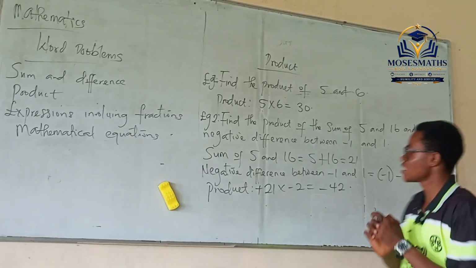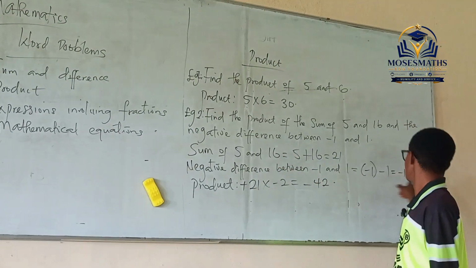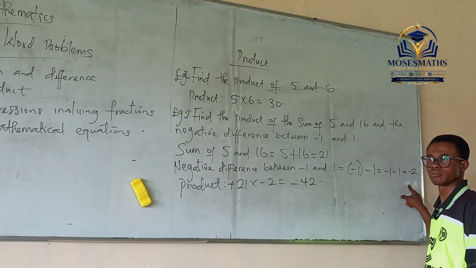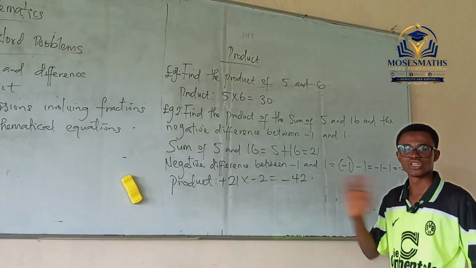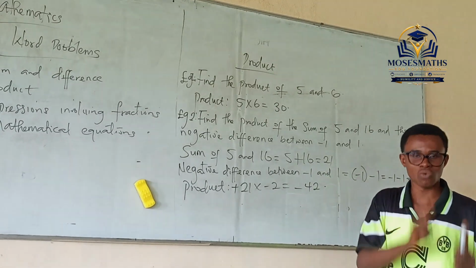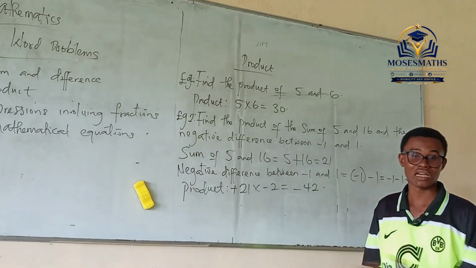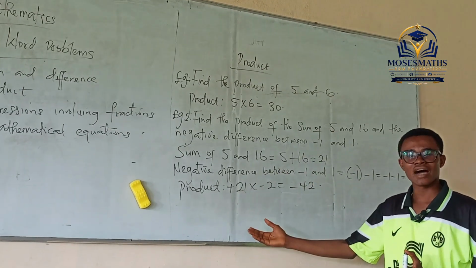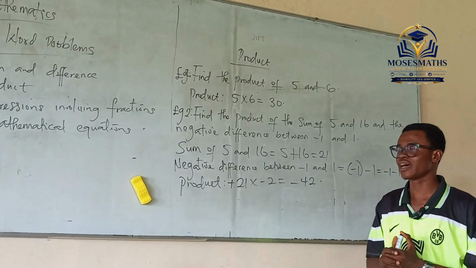If I decide to ask you to get the positive difference, the reverse will be the case. Change this minus to plus if you're asked to get the positive difference, because positive difference and negative difference have a relationship. Change the sign in one to negative or positive. That's the kind of relationship they have. So as I look at this example, we are done with sum, difference, and product.